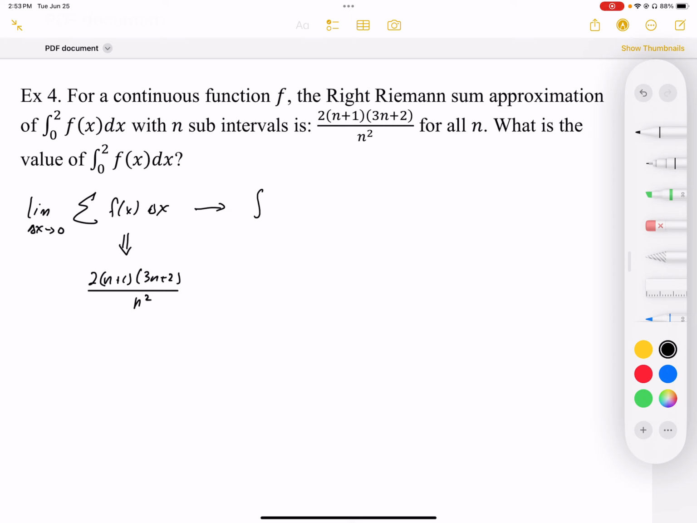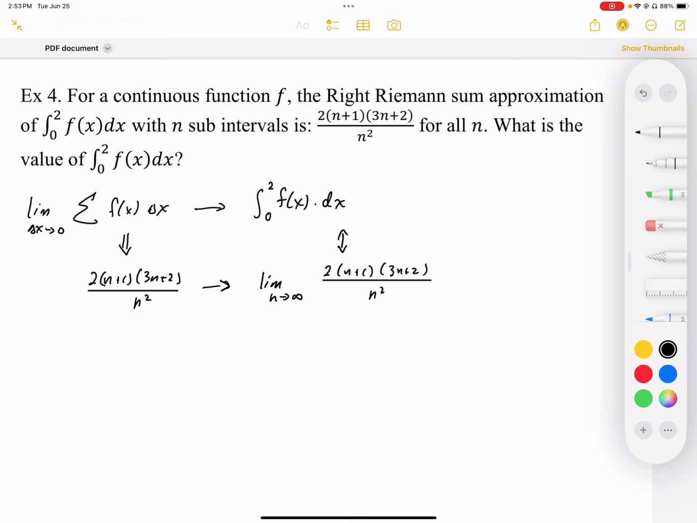But we also know that as we apply the limit to this, if we have the limit as n goes to infinity, it gives us an infinite number of subintervals. That's going to be the same as our integral as well. So both of these expressions are going to give us the same integral. So this is going to be the integral from 0 to 2 of f of x dx.